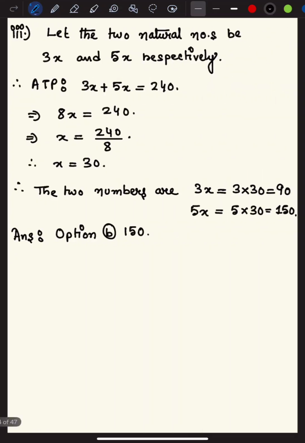Okay, the third one. The sum of two natural numbers is 240 and their ratio is 3:5. So we'll automatically take the two numbers as 3x and 5x respectively, and their sum is 240. Therefore according to the problem, 3x plus 5x equals 240, which implies 8x equals 240, which implies x equals 240 by 8, that is equal to 30. Therefore the two numbers are 3x, that is 3 into 30, which is equal to 90, and 5x equals 150. So the greater number will be 150, right, which is option B.